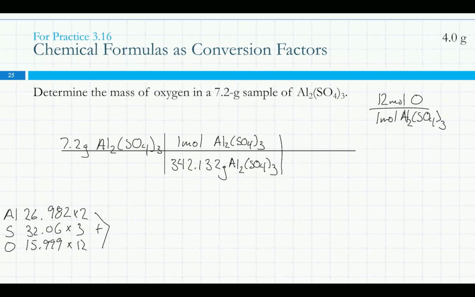Cool, and then our mole ratio is 12 moles oxygen for every 1 mole Al2(SO4)3. That seems like a lot, and it seems redundant to maybe write this out over and over again, the Al2(SO4)3, the aluminum sulfate. But it will save you a lot of mistakes in the long run, just keeping those units straight.